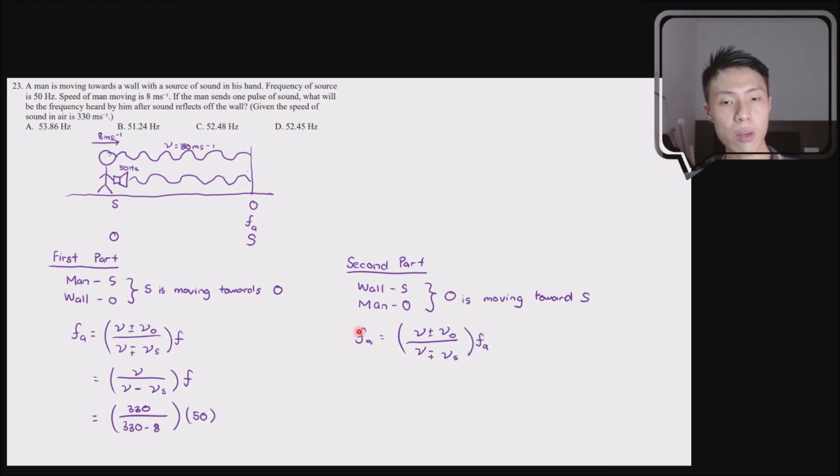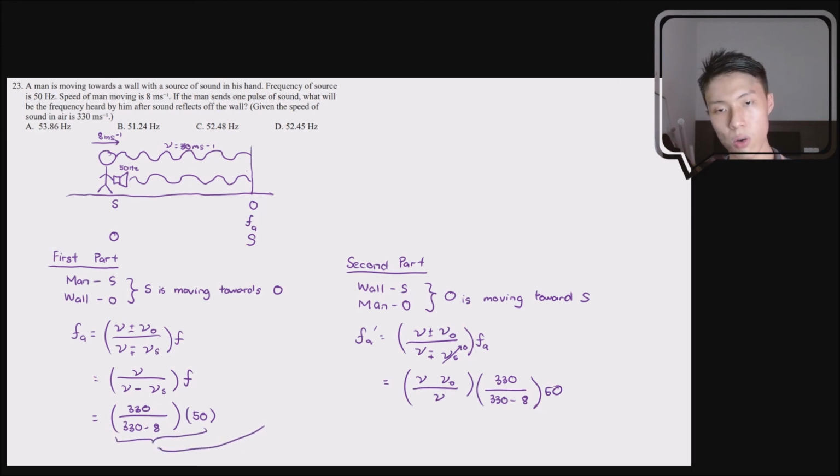Whereas the F apparent that will be listened by the observer here, we change the symbol to be the new apparent frequency listened by the man over here. Okay, we are changing a bit the equation to fit the second part of the situation. So now we know that the observer is moving, not the sound source. So the sound source is stationary, so this one will be 0. So our equation will be VO divided by V. F apparent. So here, I'm going to substitute in 330 minus 8 times 50. What I do is I just bring what I have over here over here.